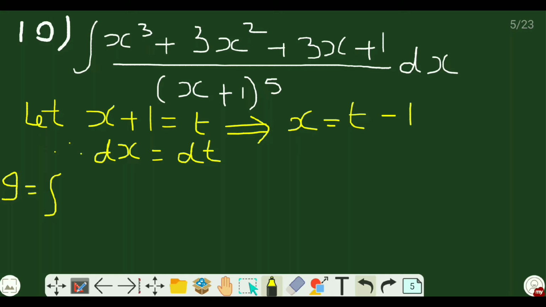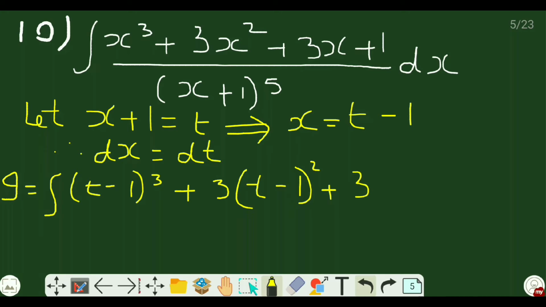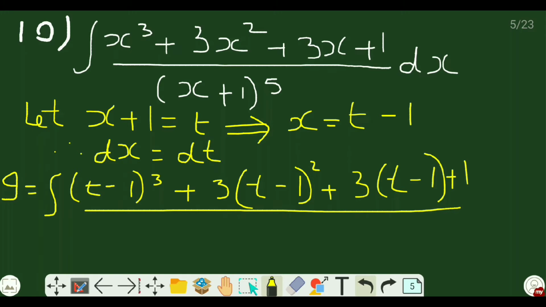So, our integral, the question becomes this way now. It becomes x cube, that is t minus 1 cube. So, t minus 1 the whole cube plus 3 into t minus 1 the whole square plus 3 into t minus 1 plus 1 and the whole upon t raised to 5, because the denominator is t. So, t raised to 5.